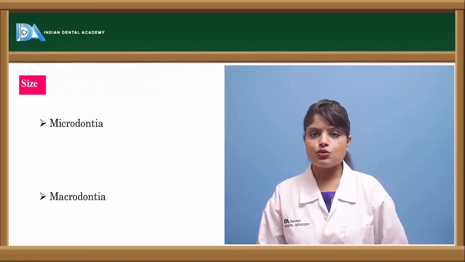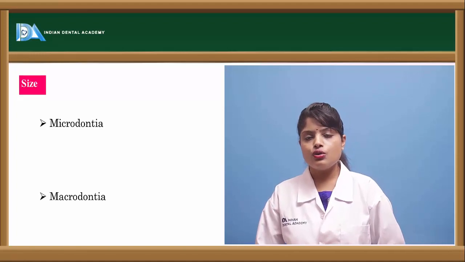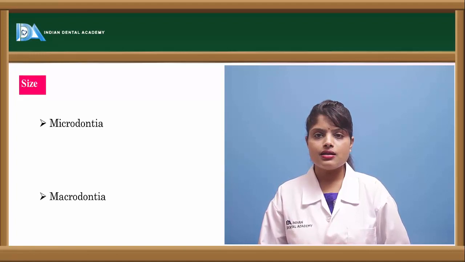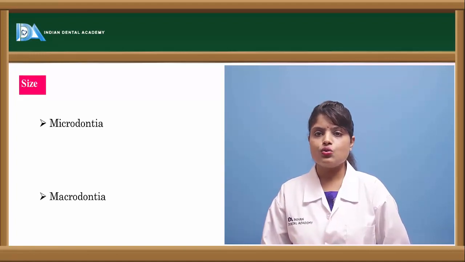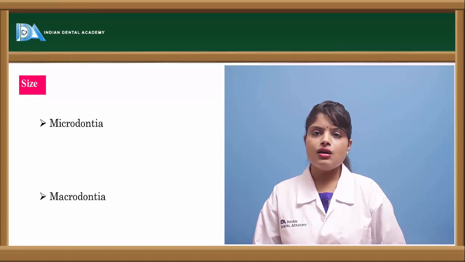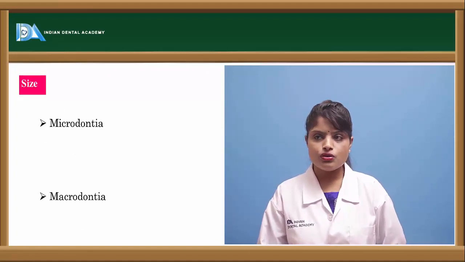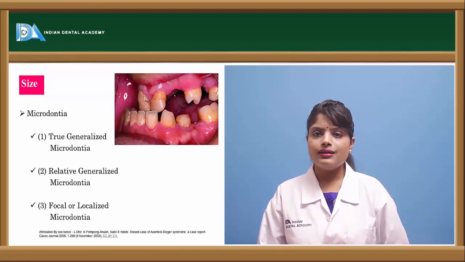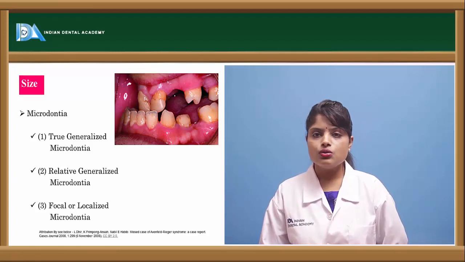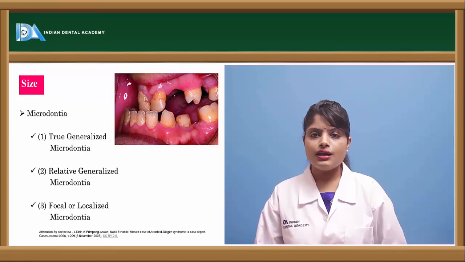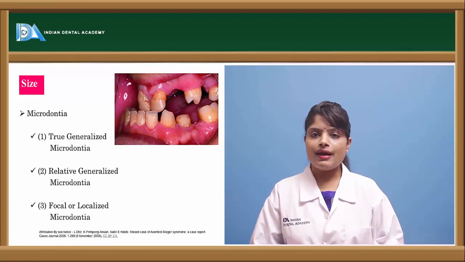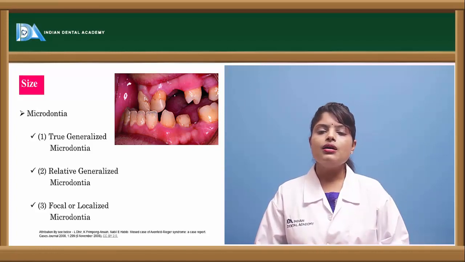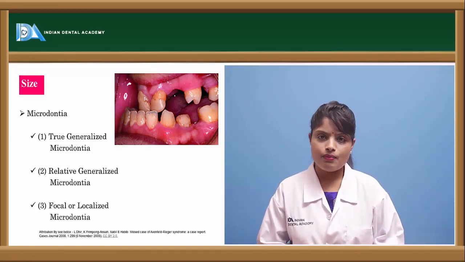So first let us discuss the developmental disturbances related to size, which are either microdontia or macrodontia. Microdontia is generally a smaller size of the tooth than the regular size of the tooth structures. Microdontia can be the true microdontia, it can be relative microdontia, or it can also be a focal or localized type of microdontia.